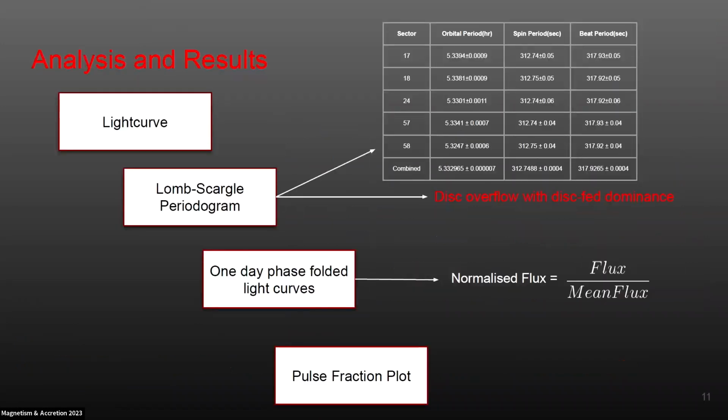So from the Lomb-Scargle periodogram, we obtained different periods, and we also probed the accretion geometry to be a disk overflow with disk-fed dominance. Next we move to the one-day phase folded light curves. In one-day phase folding, we did phase folding around the spin period and the beat period. We have used the notion of normalized flux, which is just the ratio of the flux to the mean flux.